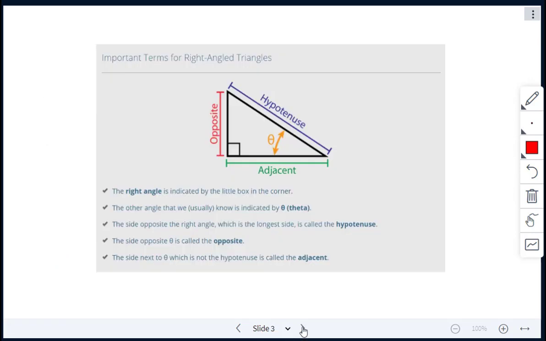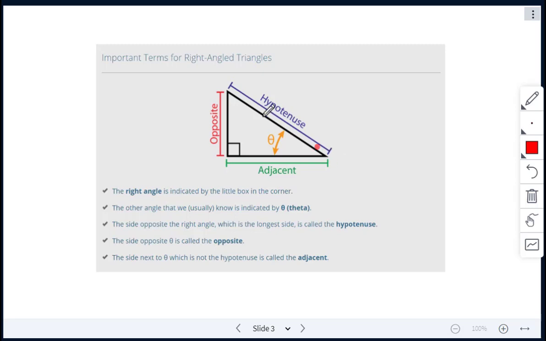So let's go over some terminology, some important terms for right angle triangles. Firstly is the right angle. We know where the right angle is because of the little box in the corner. This always represents a right angle, which is a 90-degree angle. Another angle that we usually know in these types of questions is one other angle. In this example, it is shown as theta. This symbol here just represents theta.